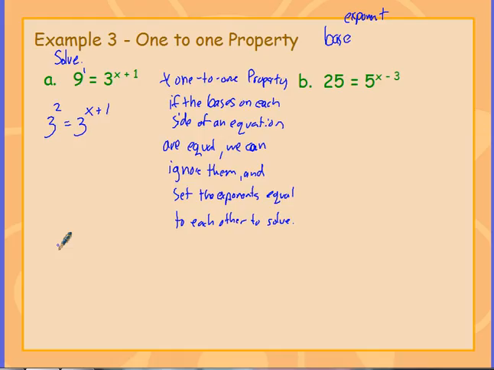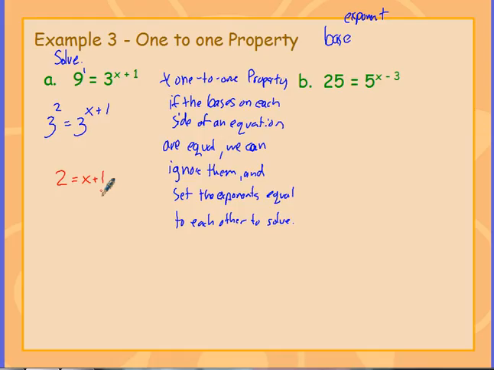Now, why would I do that? Because my one-to-one property says if the bases on each side of the equation are equal, I can ignore them and set the exponents equal to each other. Since both of my bases are 3, I have a new equation: 2 equals 2x plus 1. Does that make sense?